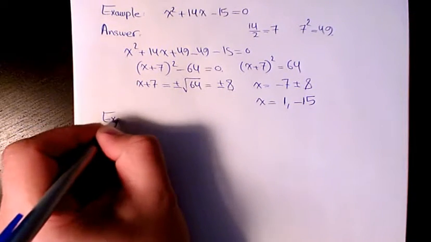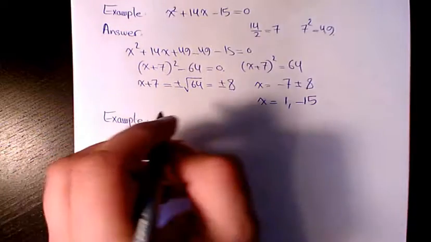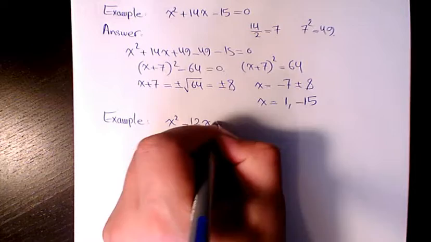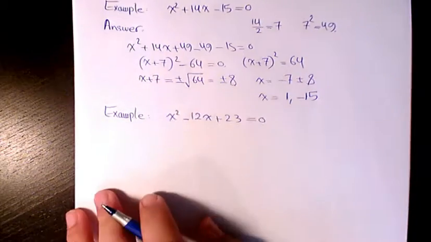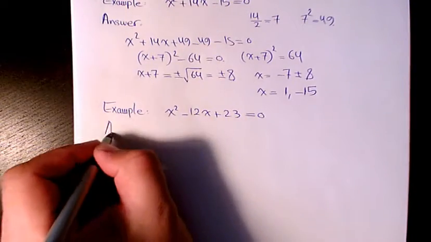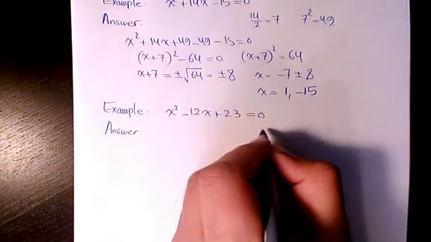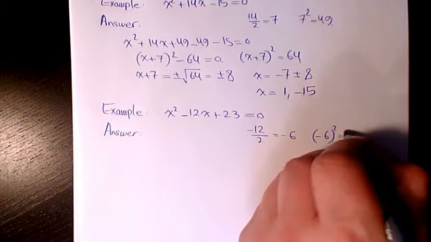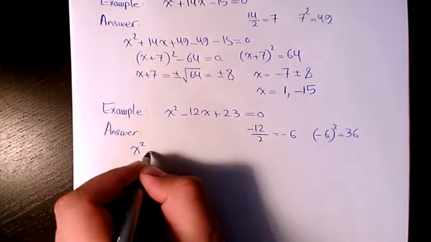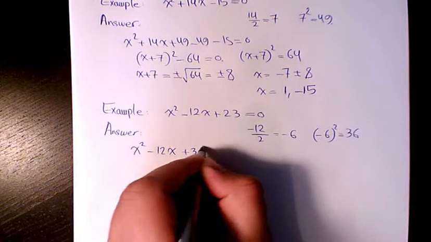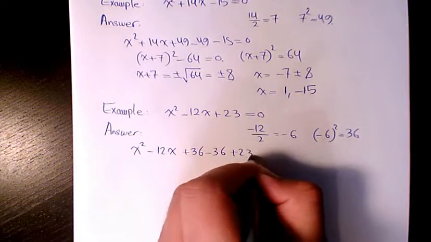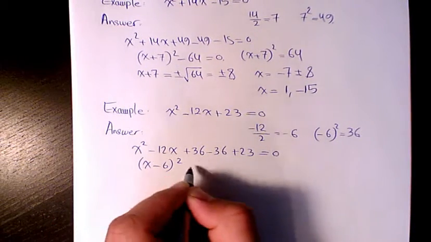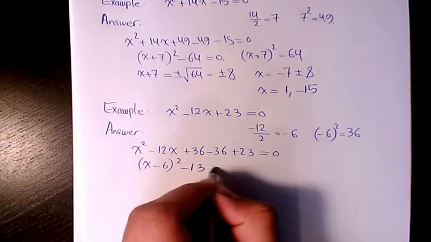Next example is x squared minus 12x plus 23 equals 0. I have negative 12 divided by 2, which is negative 6. Negative 6 squared is 36. So I have x squared minus 12x plus 36 minus 36 plus 23 equals 0. So then you have (x minus 6) to the power of 2 minus 13 equals 0.